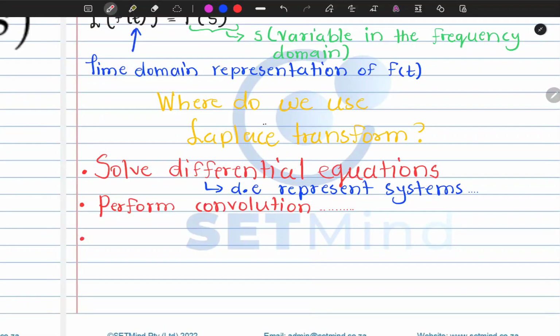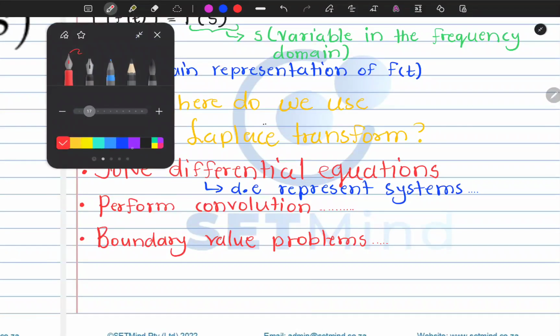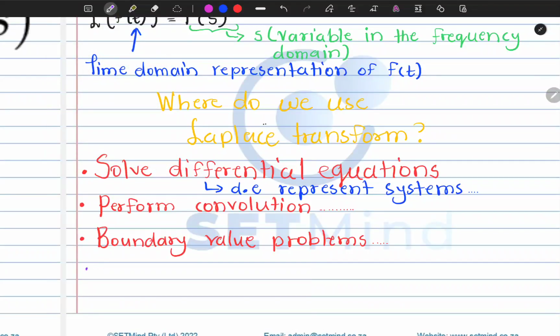Let's look at the third application. It links to the first one, where we are going to use this to solve boundary value problems, which just fall under differential equations. And I'm going to task you to go and find the others. I need you to go and find other applications where we use the Laplace transform.